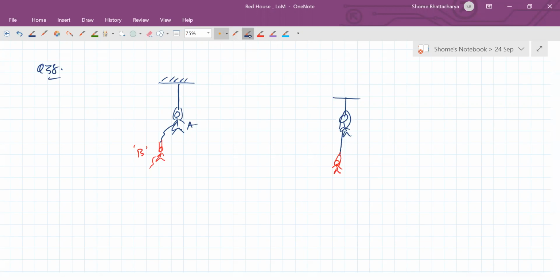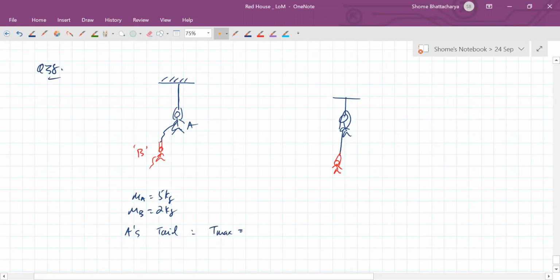Anyway, so the question is saying that A has a mass of 5 kg and 2 kg respectively. So now A's tail can tolerate a maximum tension of 30 newtons. So A's tail, it can have a maximum tension of 30 newtons. More than 30 newtons, poor fellow's tail will break. Okay. So what force should apply on the rope in order for the rope to carry the monkey B with it?